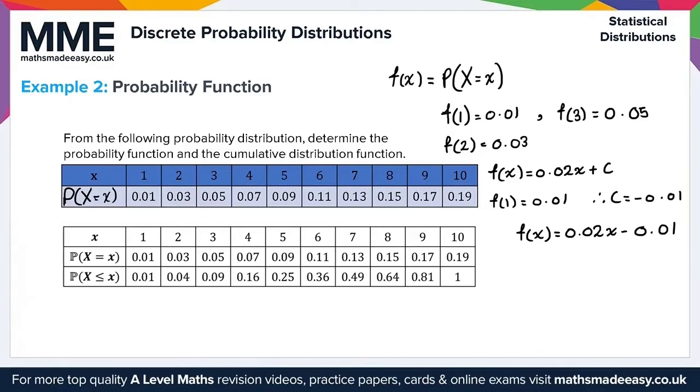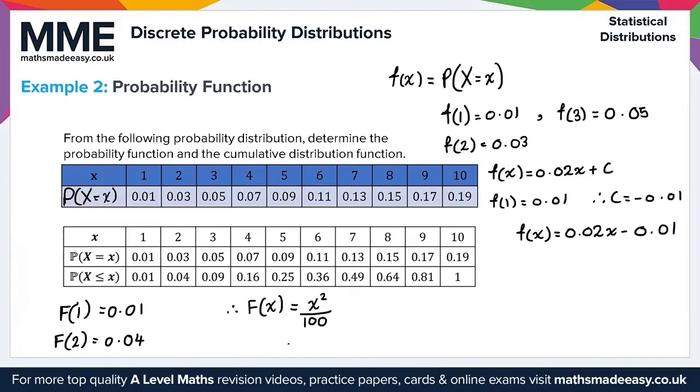So the cumulative distribution function, capital F of x, must satisfy F of 1 is equal to 0.01. It must satisfy, for example, F of 2 is equal to 0.04. So here, what we're looking for is this equation. And what we find for capital F of x is simply x squared over 100.